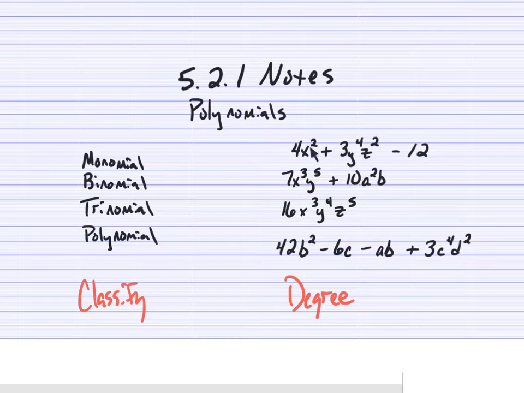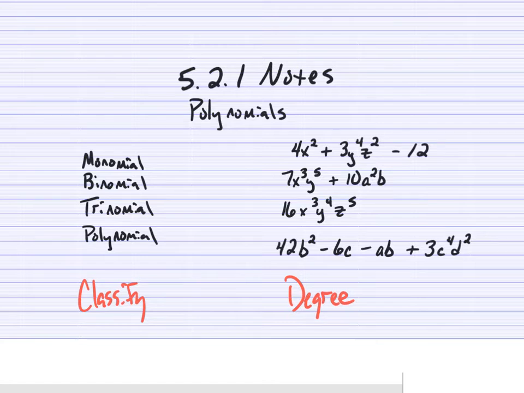So if I look at this first example right here, 4x squared is one term separated by a plus symbol. 3y to the fourth z squared is a second term separated by a minus symbol, and 12 is the third term. So this one has 1, 2, 3 terms, so that is a trinomial, because tri means 3.